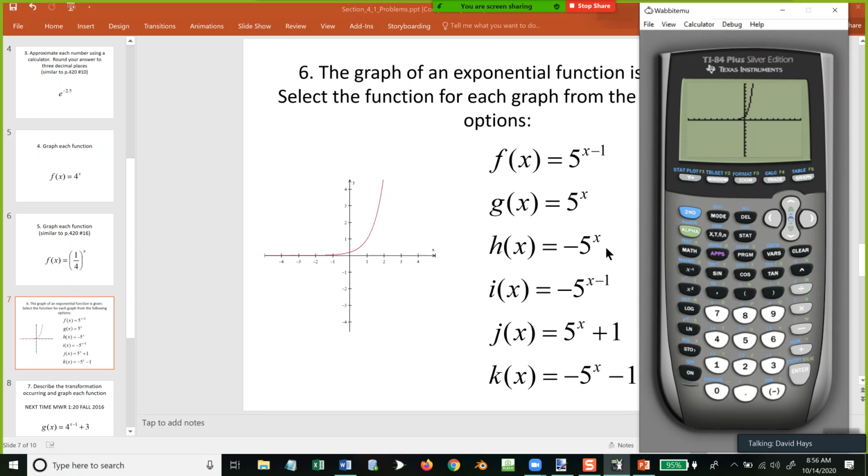Now a -5 to the x flips it upside down. So I know it can't be h, can't be I, and can't be k. And a +1 at the end shifts it up 1. And if this is passing through 1, then shifting it up 1, it would pass through 2. So the answer here would be f of x.